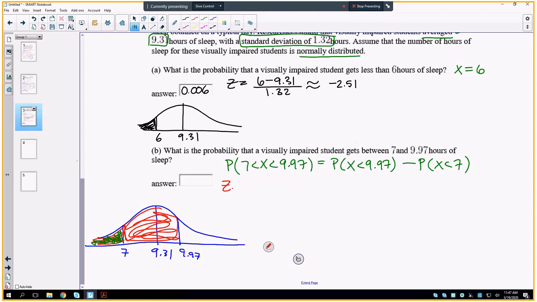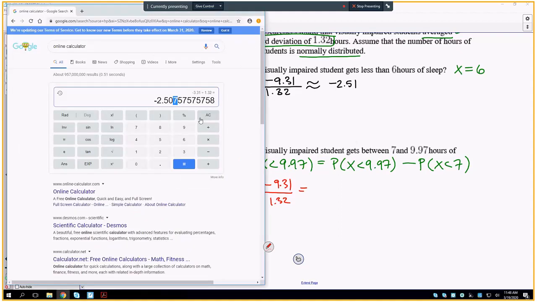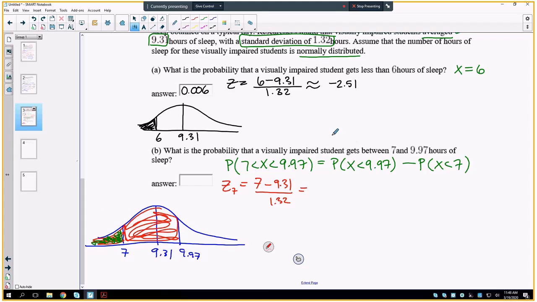Z sub 7 is equal to 7 minus 9.31, the mean, divided by the standard deviation of 1.32. Again, I can use my calculator here. So I have 7 minus 9.31. That's minus 2.31, and I divide by the standard deviation, and I find out that minus 1.75 is the z-score corresponding to 7. So 1.75 standard deviations lower than the average number of hours of sleep.